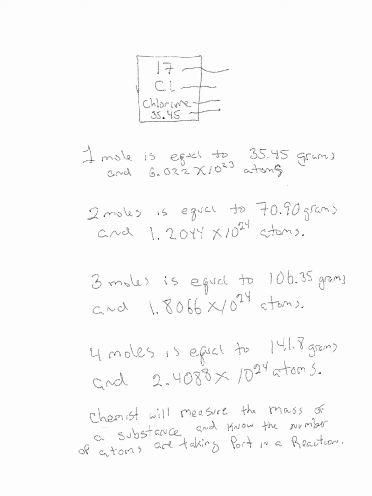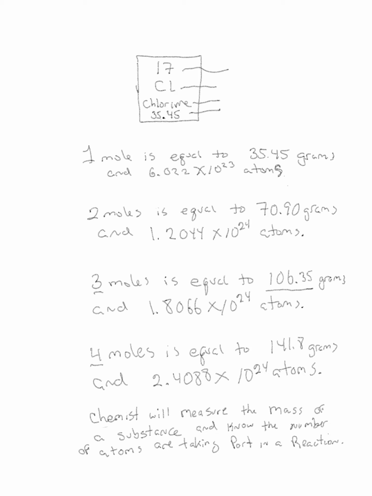3 moles, we take the atomic mass of chlorine and multiply it times 3, and we get 106.35 grams, which would be 1.8066 times 10 to the 24th atoms of chlorine. 4 moles is equal to 141.8 grams, and 2.4088 times 10 to the 24th atoms.